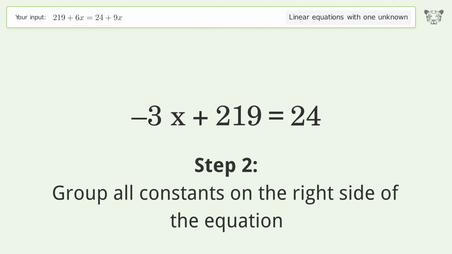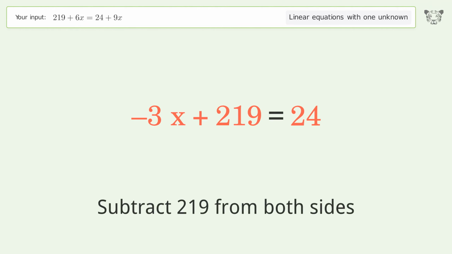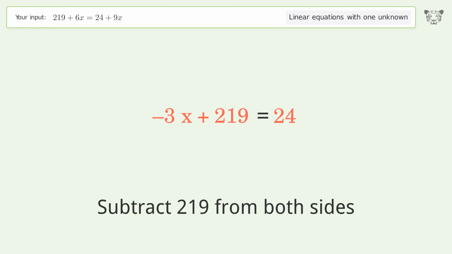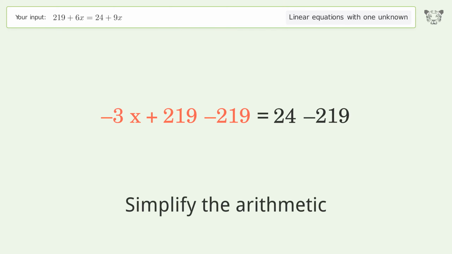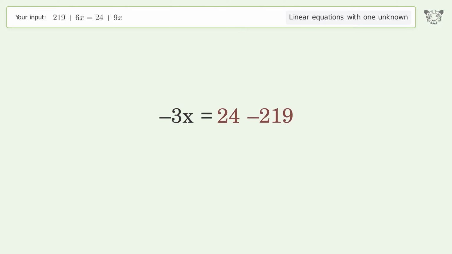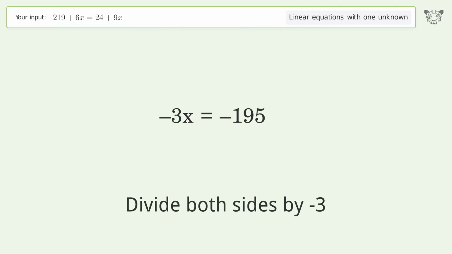Group all constants on the right side of the equation. Subtract 219 from both sides. Simplify the arithmetic. Isolate the x. Divide both sides by -3.